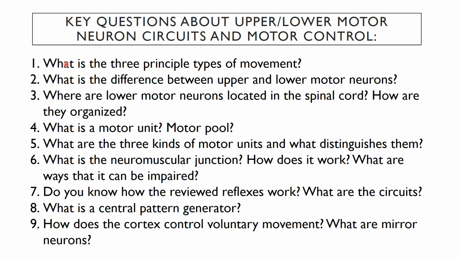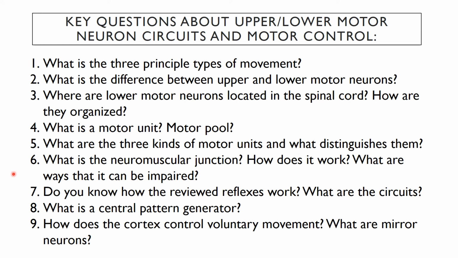Here are the key questions for this lecture. What are the three principal types of movement? What are the differences between upper and lower motor neurons? Where are lower motor neurons located in the spinal cord, and how are they organized with the proximal and distal organization? What is a motor unit? What is a motor pool? What are the three kinds of motor units and what distinguishes them? Fast fatigable, fatigue resistant, and slow.